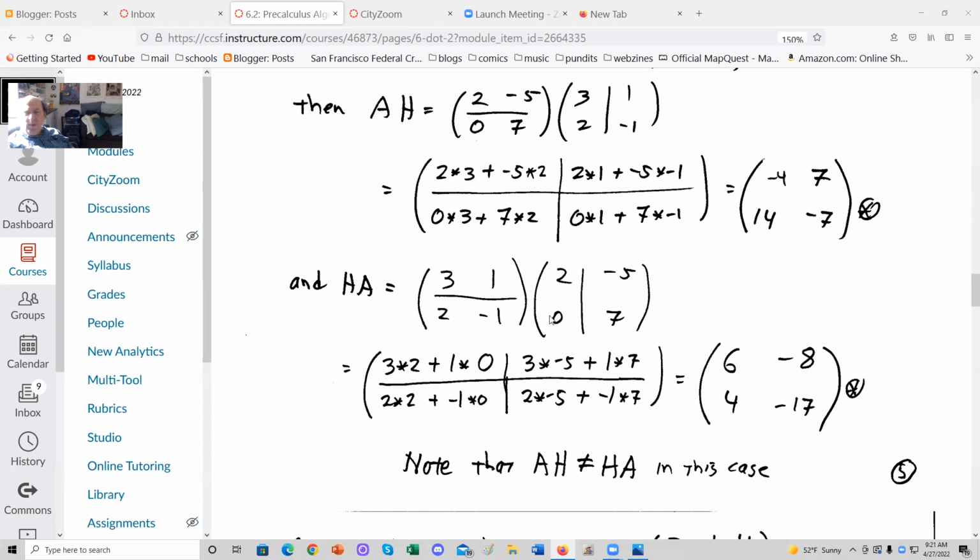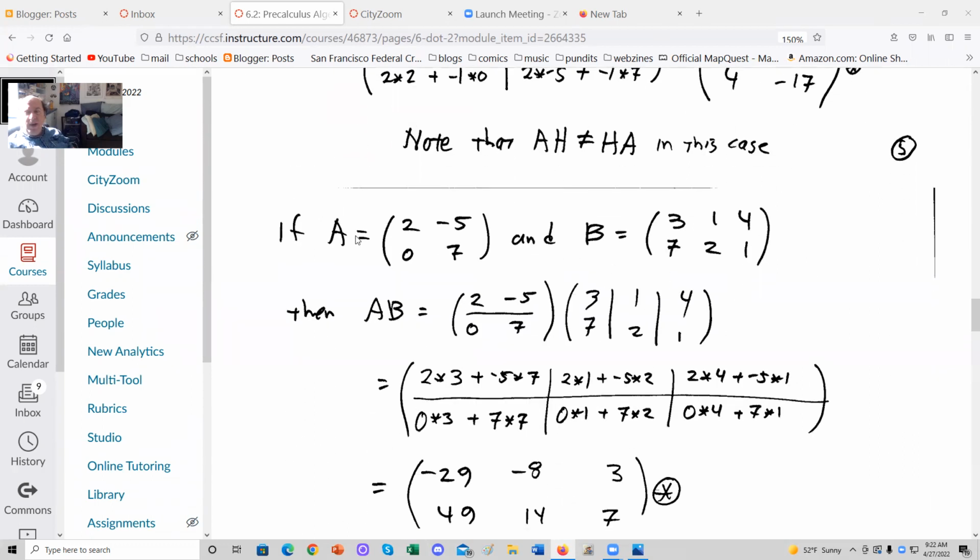2 times 2 plus -1 times 0 here. And lower right entry, lower row times right column: 2 times -5 plus -1 times 7 here. And after some arithmetic, you get 6, -8, 4, -17. You notice that these are not even close to each other. In fact, it doesn't have the same entries anywhere. So, okay, A times H is not equal to H times A. Matrix multiplication is not commutative. So it doesn't follow quite the same rules as numbers do. They're still useful.